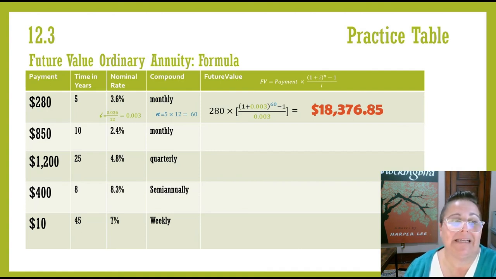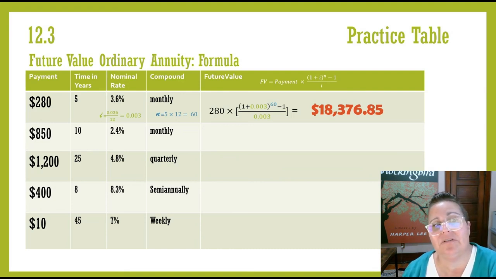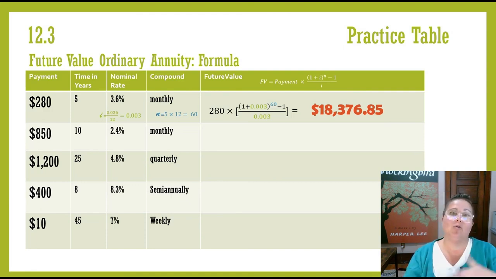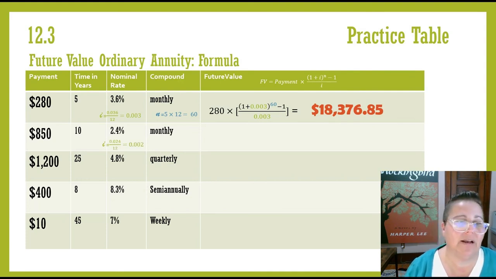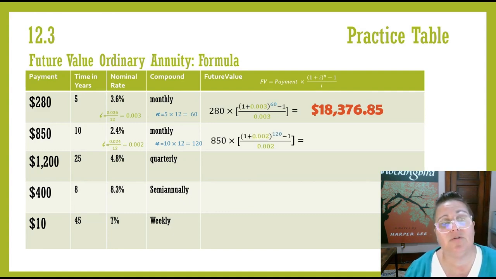Second row says an $850 payment for 10 years at 2.4% compounded monthly. Again, that's putting away $850 a month, and the interest is being compounded monthly. Those have to match because these are ordinary annuities. So we've got an I value of 0.024 divided by 12, or 0.002. Monthly for 10 years gets us 120 compounds. Our payment, the amount being invested each month, is $850. So the formula should look like 850 times, square brackets, 1 plus 0.002 to the 120th power minus 1, over 0.002.